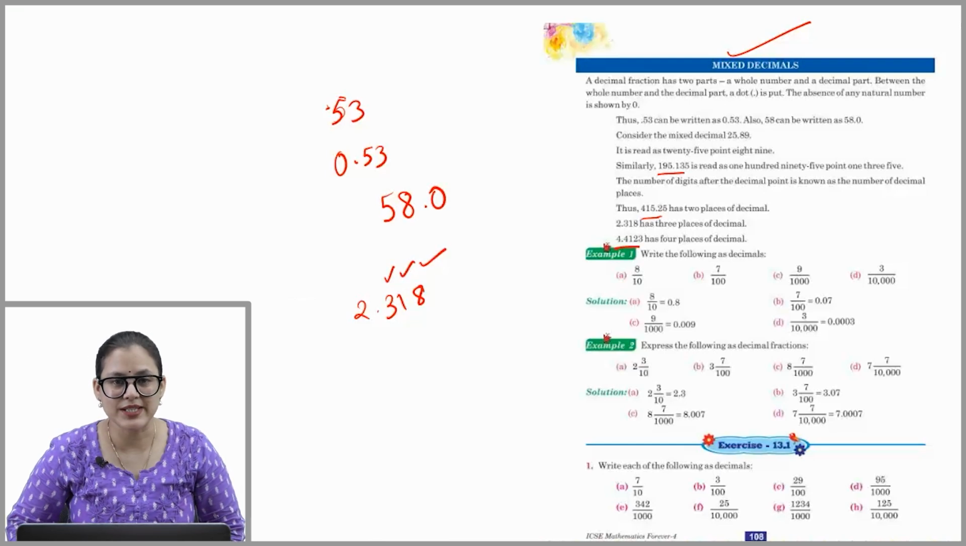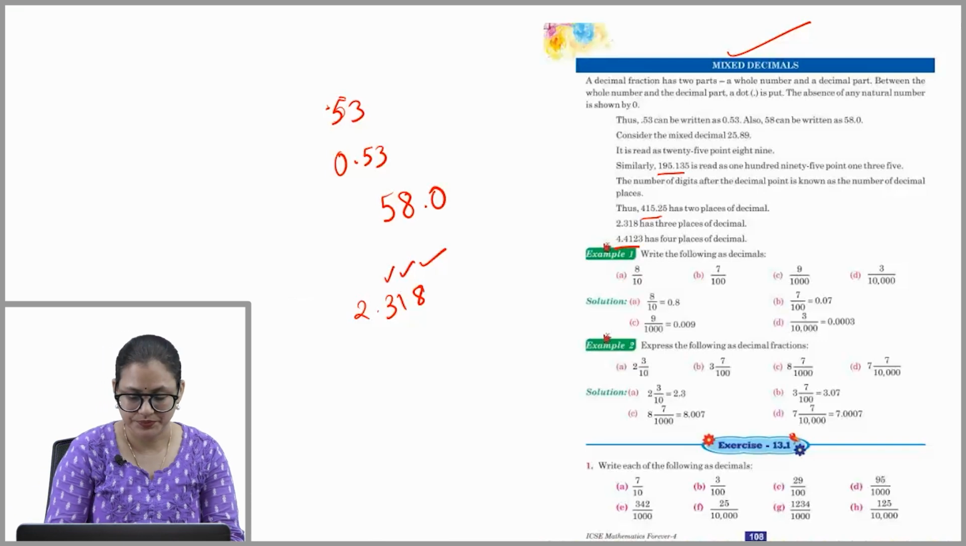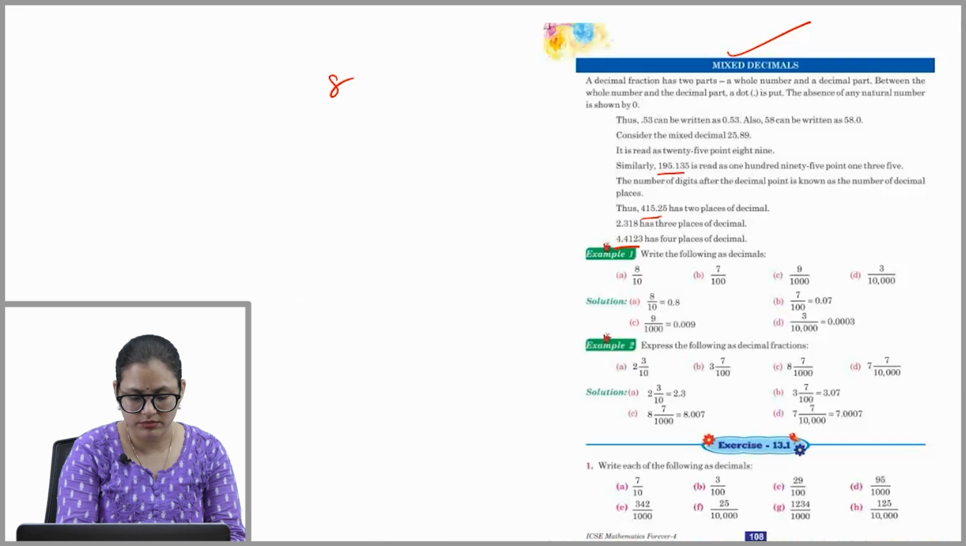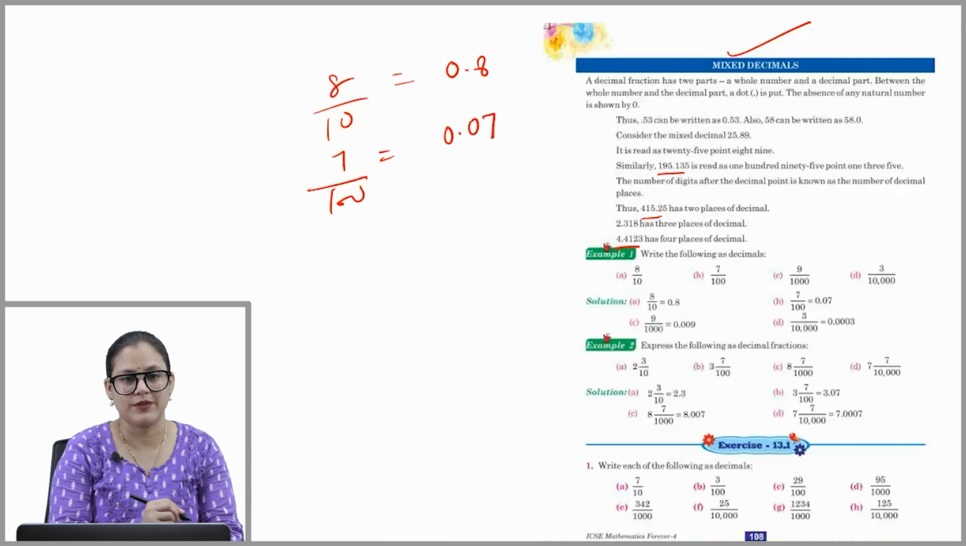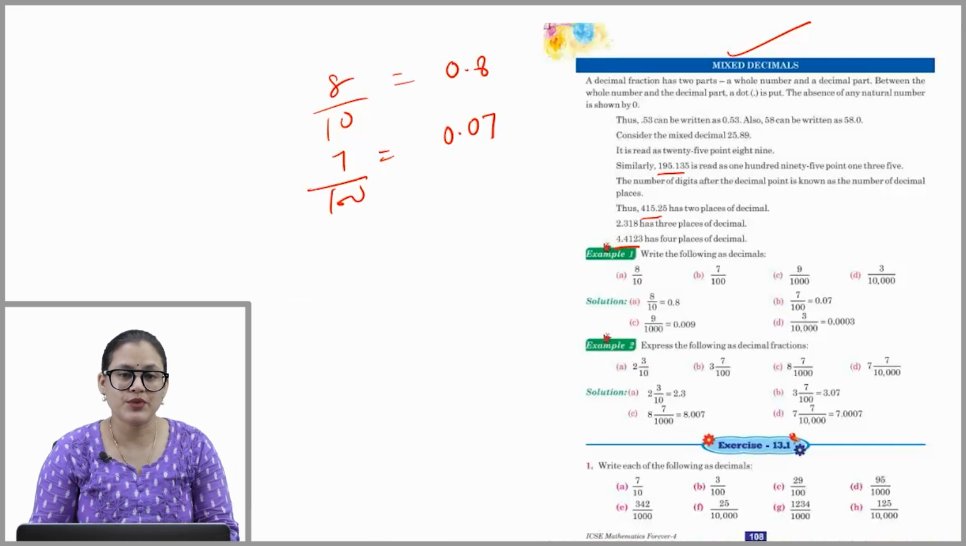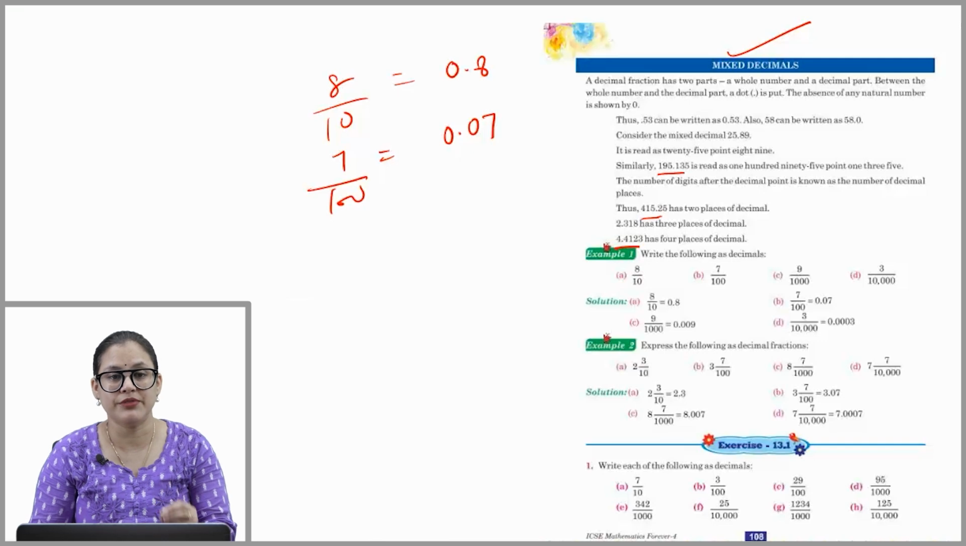Okay. Let's do example 1. Write the following as decimal. Okay. So, first one is given 8 by 10. You will write it as 0.8. Okay, 7 by 100, you will write it as 0.07.